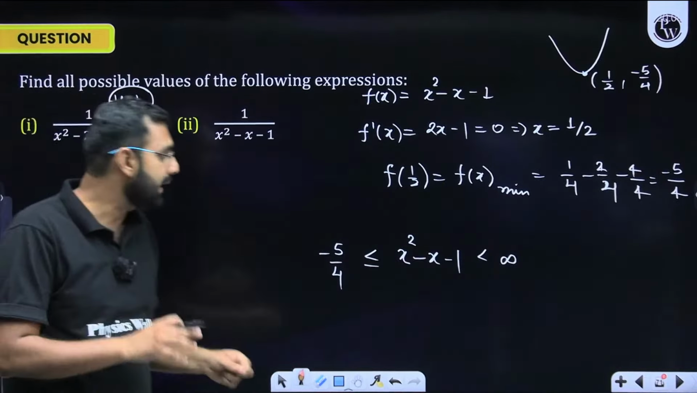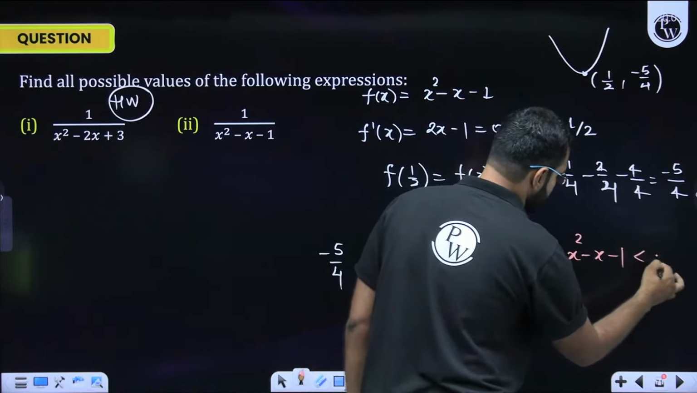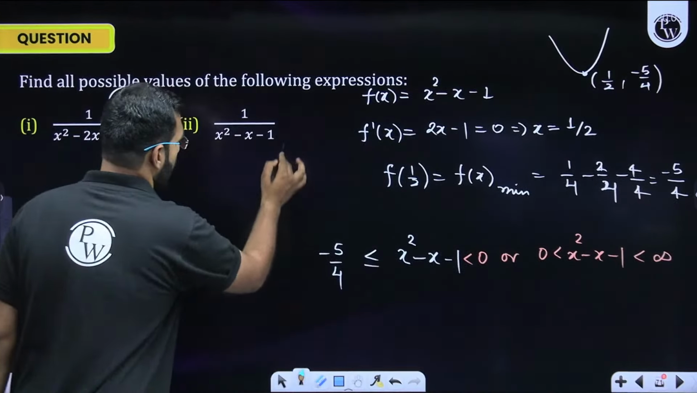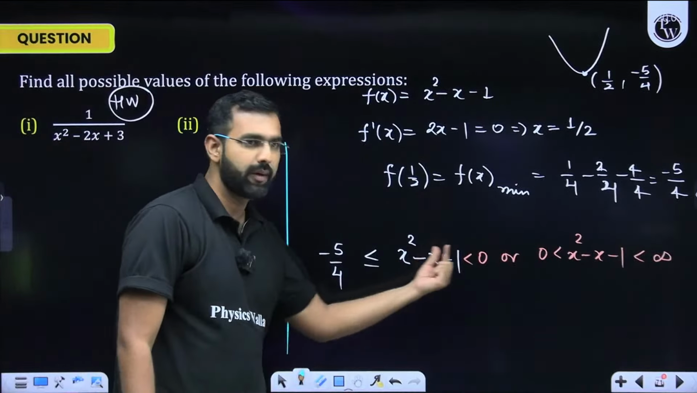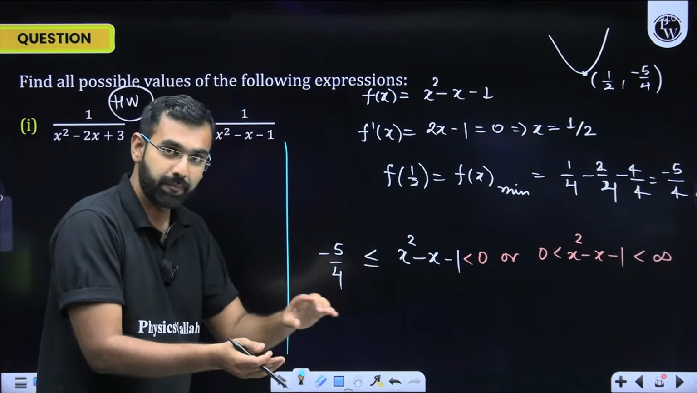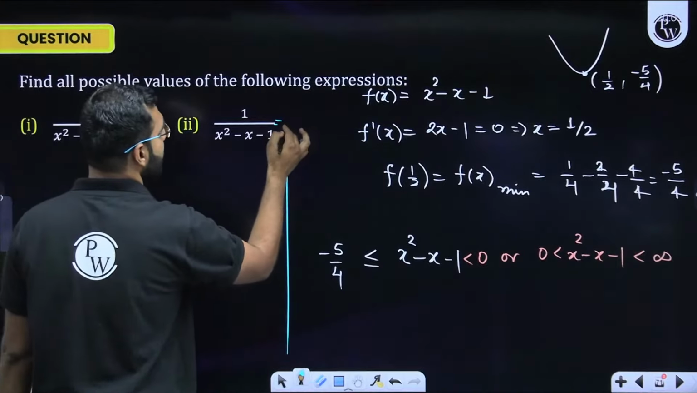So can I split it into two parts? Which two parts, students? I'm saying minus 5 by 4 to 0, or this x square minus x minus 1 from 0 to infinity. I'm not putting it equal to 0, because I'm going to take the reciprocal here. Now pay attention to this part. When I take the reciprocal, all the values from minus 5 by 4 to 0, I hope you know, again, when the reciprocal is taken, the sign changes.